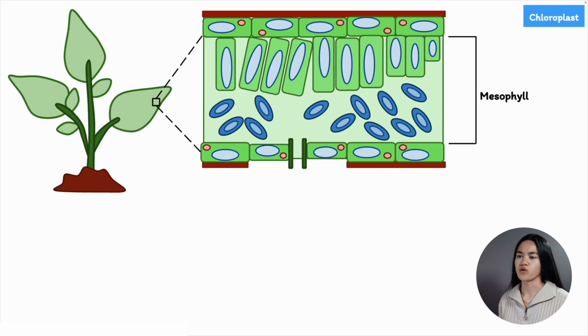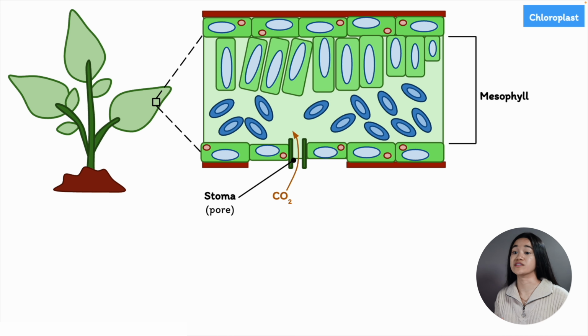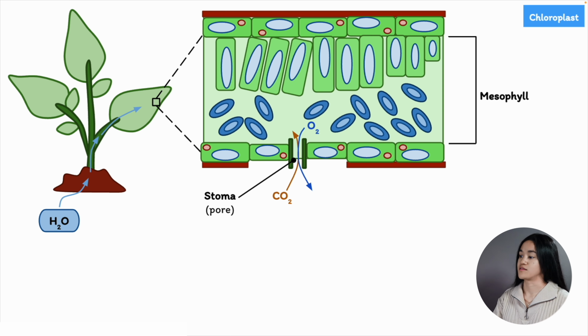There are also small pores here called stomata, singular stoma. And these pores allow carbon dioxide to diffuse into the mesophyll layer and oxygen out. And when it comes to water delivery, veins carry the water that the roots have absorbed to the leaves. And veins are also used by leaves to carry sugar to the plant's roots and other non-photosynthetic parts.